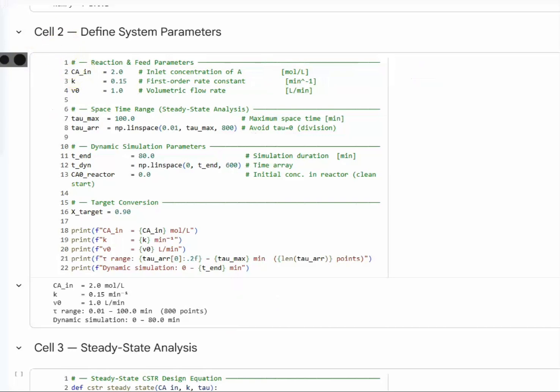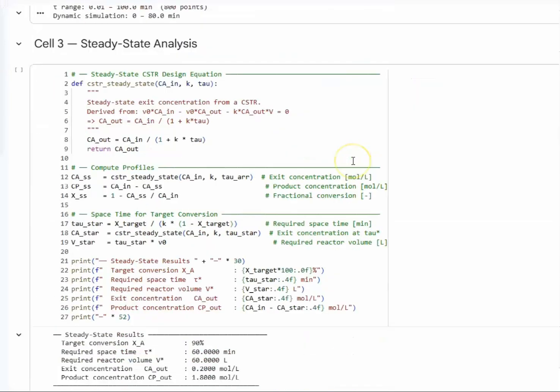Now this is the engineering heart of the notebook. We define a Python function called CSTR steady state. It takes the inlet concentration, rate constant and space time and returns the exit concentration using our design equation: Ca equals Ca0 divided by 1 plus k tau. We then pass the entire tau array into the function at once, and numpy broadcasts across all 800 values in a single line. We also compute the product concentration Cp as the mass balance complement and the fractional conversion XSS.